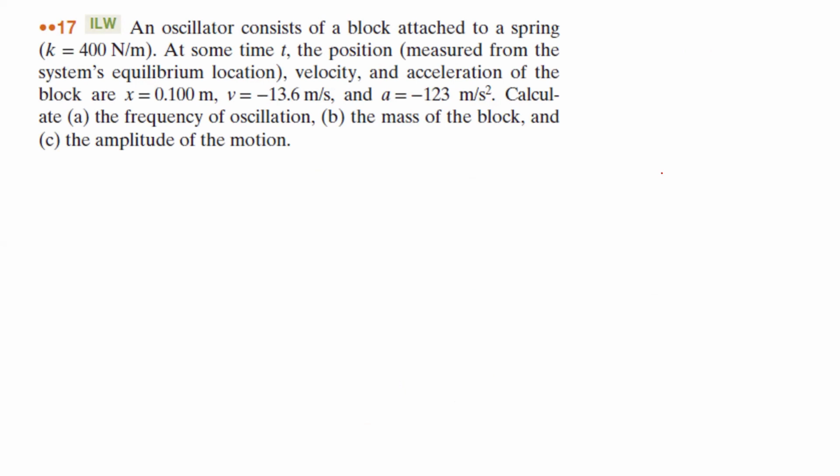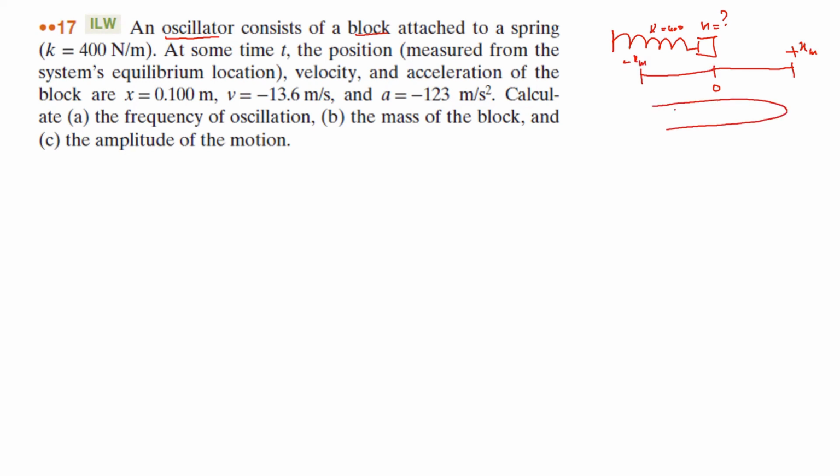Now let's look at this problem here. I have an oscillator. Of course, it's a simple harmonic oscillator. It consists of a block attached to a spring. Again, mass spring, okay? This is my k, and I give you k equals 400. I didn't give you the mass, but I will ask you the mass later. Of course, I elongated it, and now it's going from minus xm to plus xm, oscillating back and forth, right?